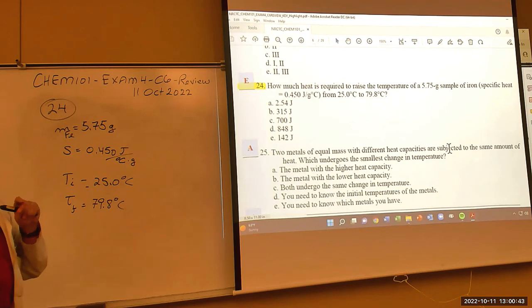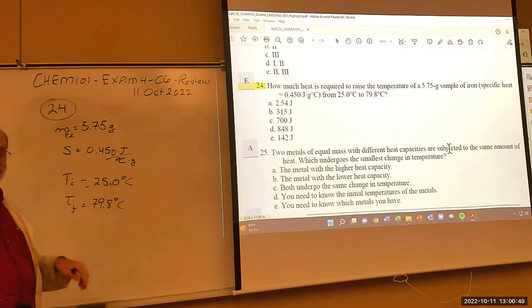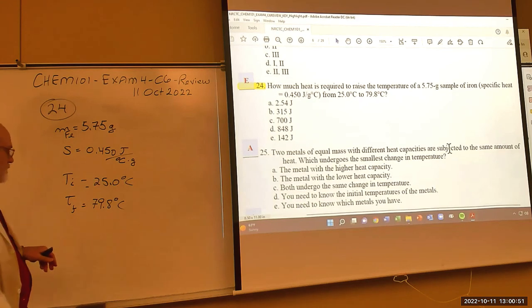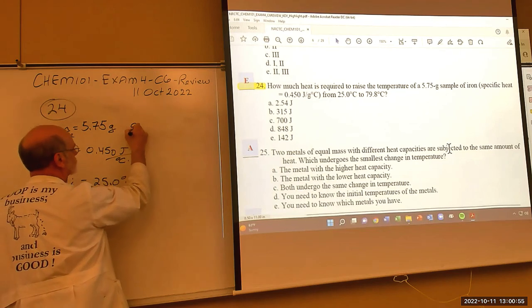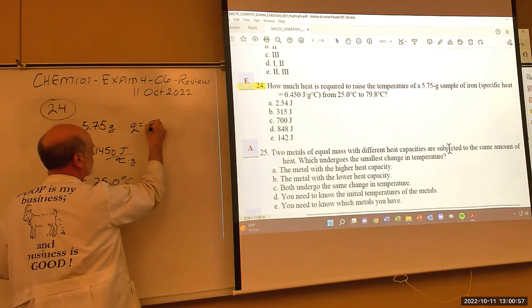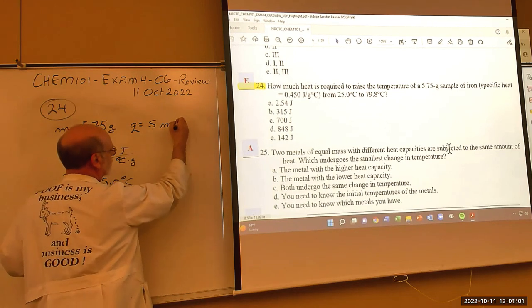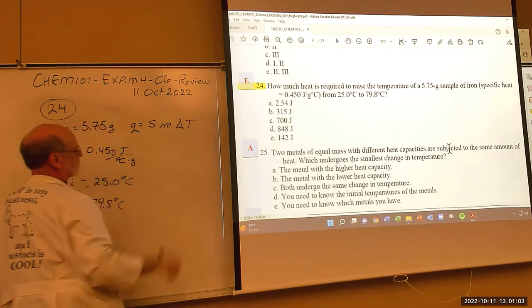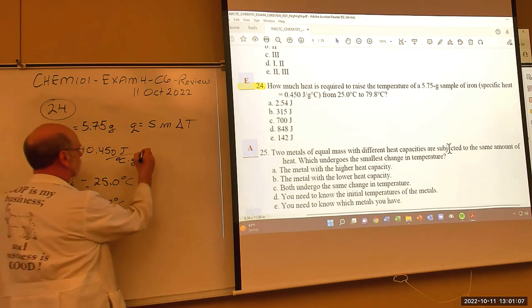Are we going to have to put heat in there to make this happen? Yeah, it's going from a low temperature to a high temperature. So we've got to add energy. All right, what's the formula? Heat equals specific heat of the material times the mass times the change in temperature. So we need the specific heat.